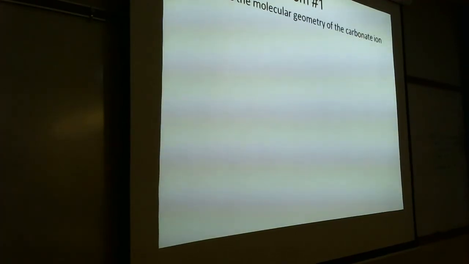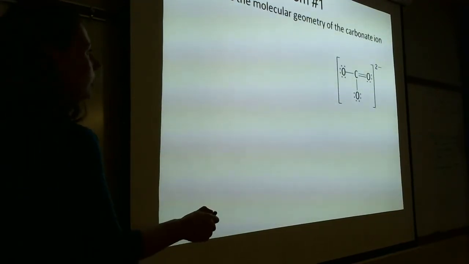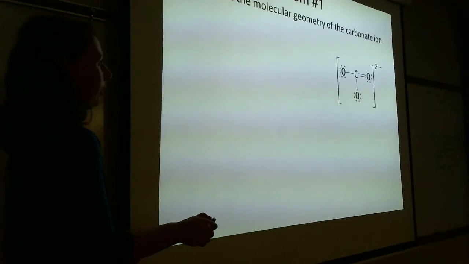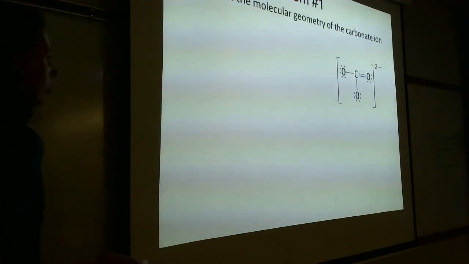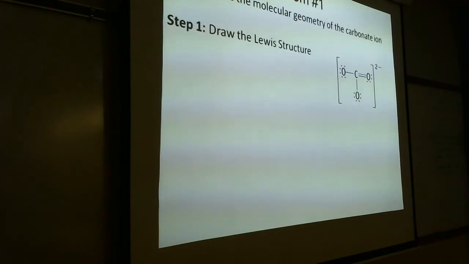CO3 2 minus, right? So there's our Lewis structure, equally favored, right? You could have a double bond on the right, on the left, or up and down. They're all equally favored from formal charge. So there's our Lewis structure.